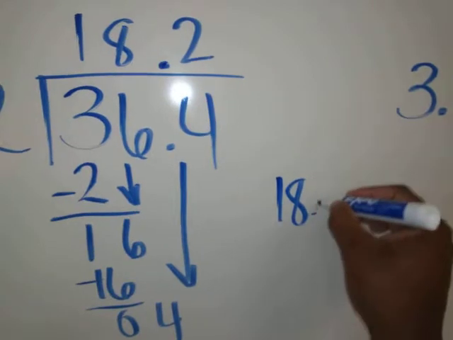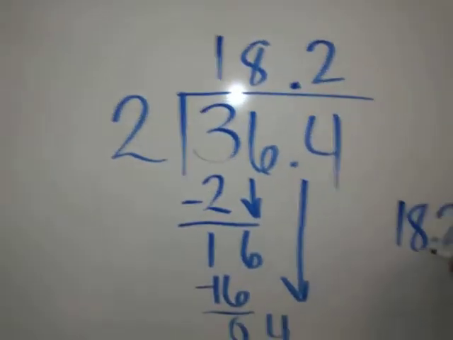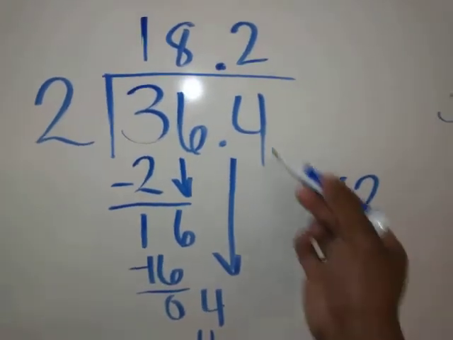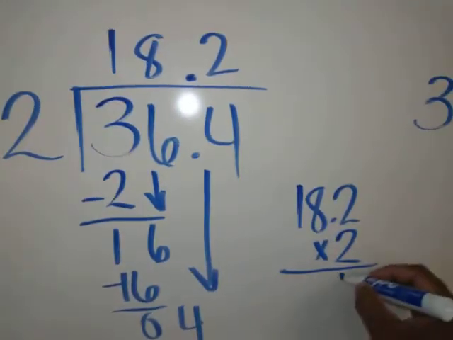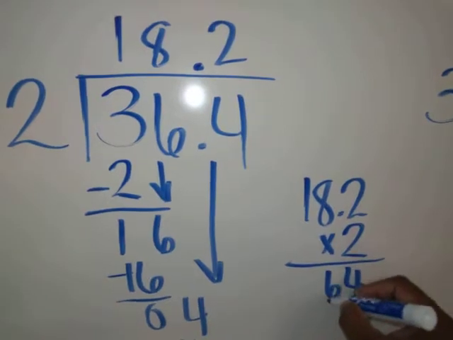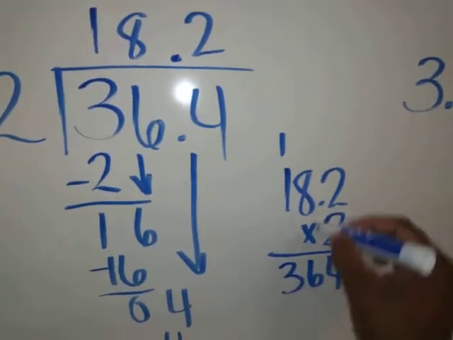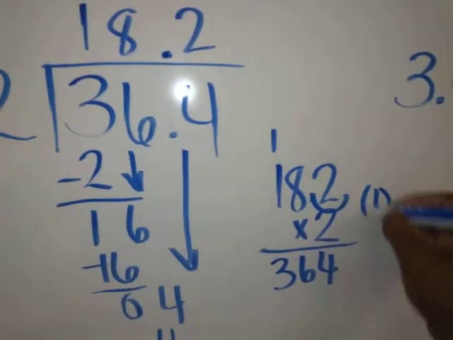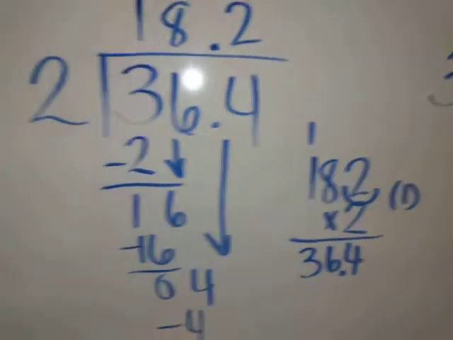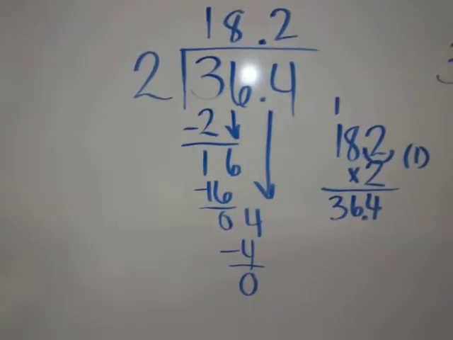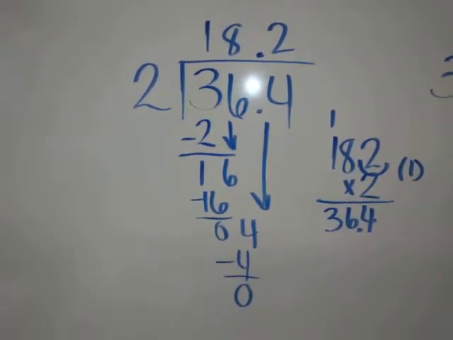18 and 2/10 times our divisor, which is 2. And we should get our dividend, 36 and 4/10. 2 times 4 is 8, 2 times 6 is 12, carry the 1, 2 times 1 is 2, plus 1 is 3, and the decimal is 1 place over. So it does check out, and our answer is correct. Our quotient for this problem, 18 and 2/10, is the correct answer.